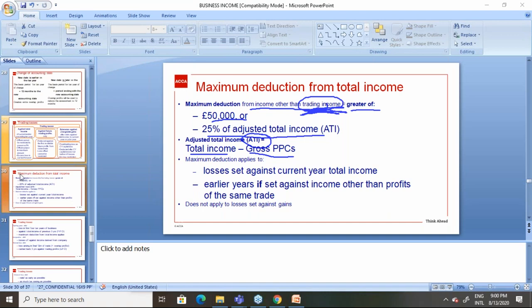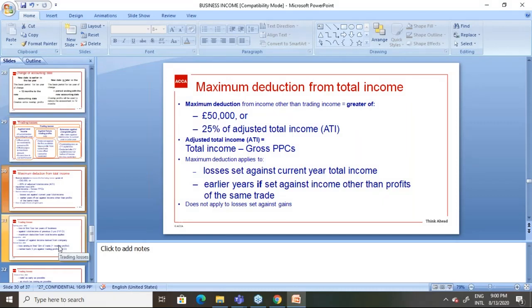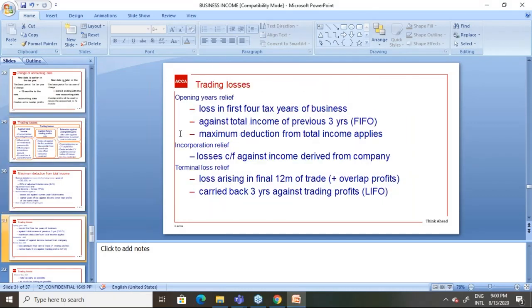Then there are some other special reliefs available other than the reliefs that I mentioned. One other relief is opening year relief. I will explain these three, and then we'll end the first session and give you a break. After that, we can do some questions from this area.